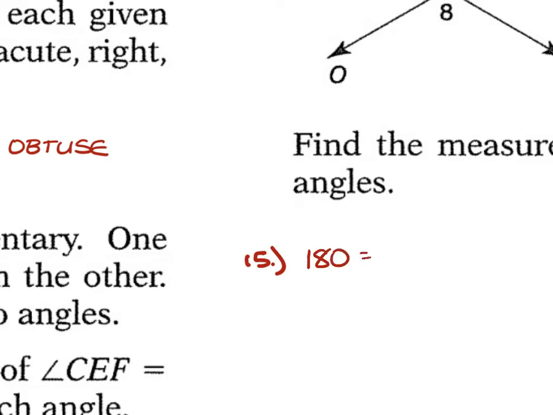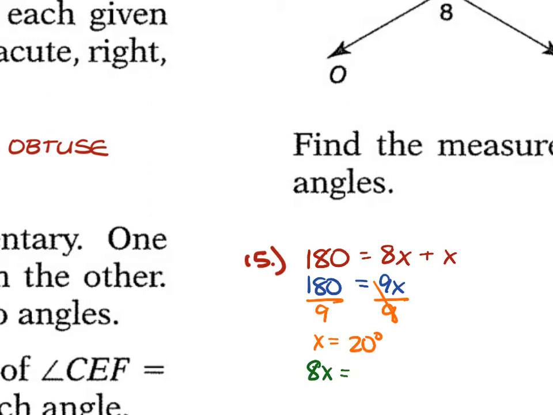So it tells you that one angle is 8 times larger than the other. So the angle that's larger is 8 times x, plus the other x, is going to be the 180 degrees. So if we combine these, we have 9x is equal to 180. We can divide each side by the 9 to get that x is 20 degrees. The 8x is going to be 160 degrees.